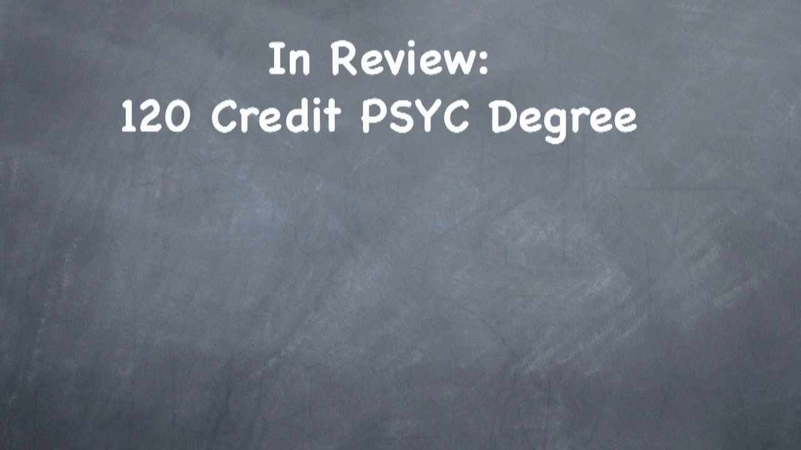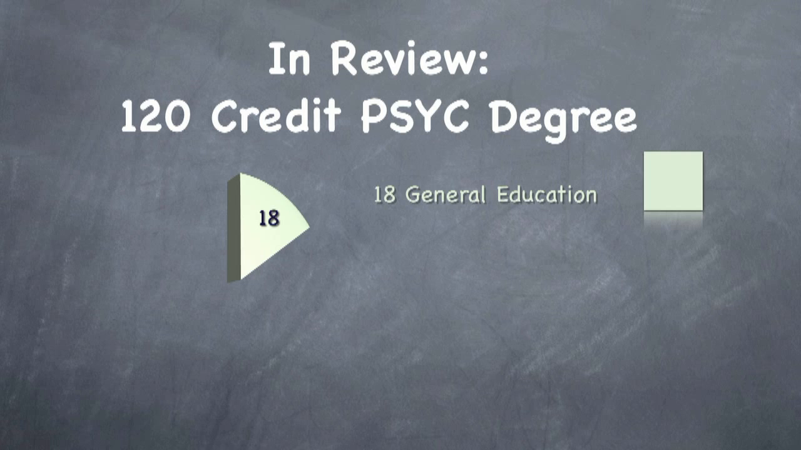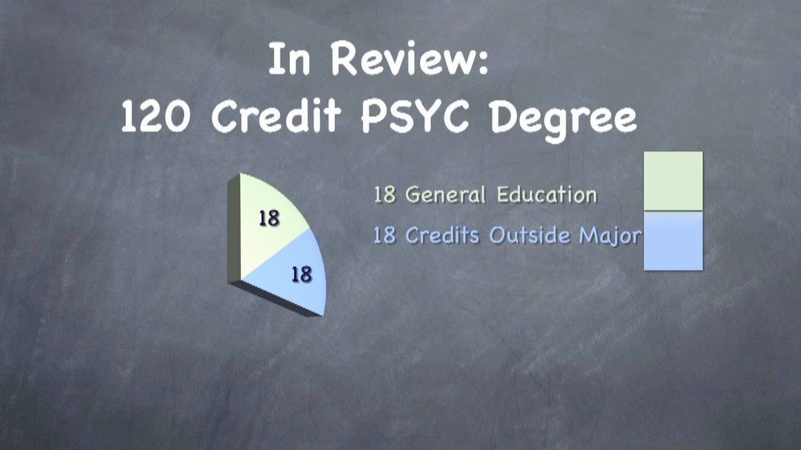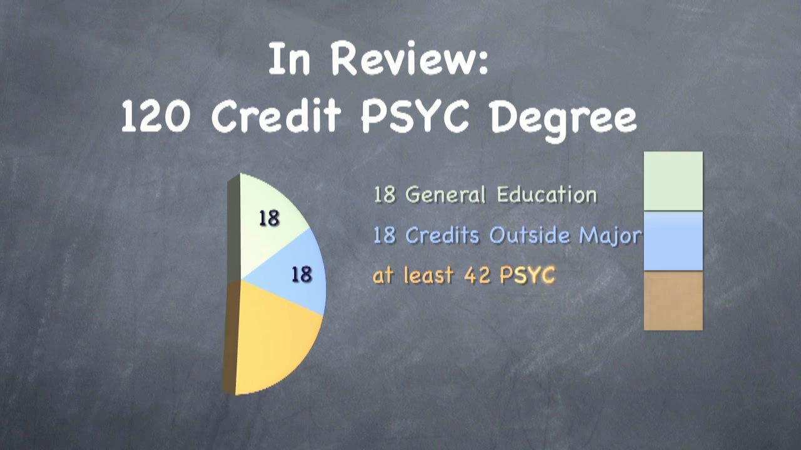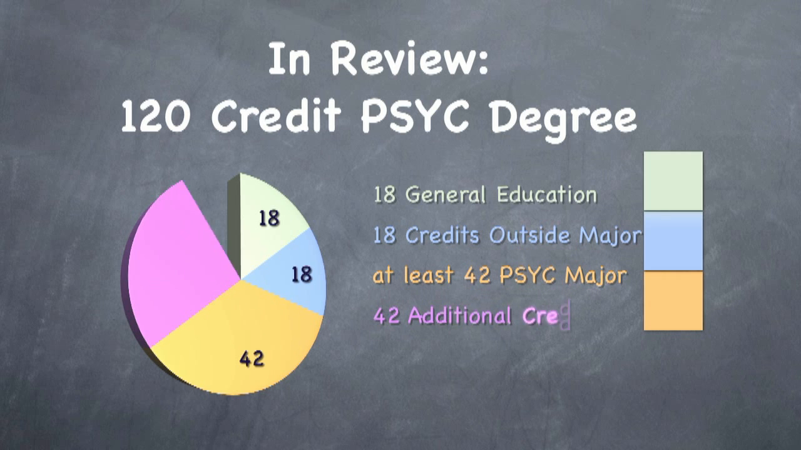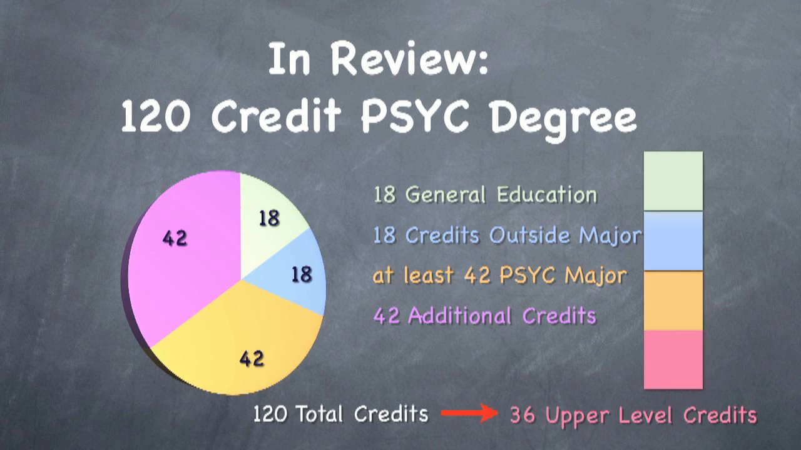Now let's take a look at that degree chart again. You will need 120 credits in order to obtain your psychology degree, of which 18 will be general education credits. There will be 18 credits taken outside of the major, at least 42 psychology major credits, and 42 additional credits. This will add up to 120 total credits. Now remember, of that 120 total, 36 must be upper level credits.